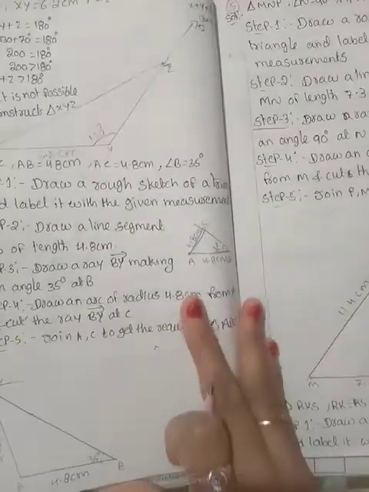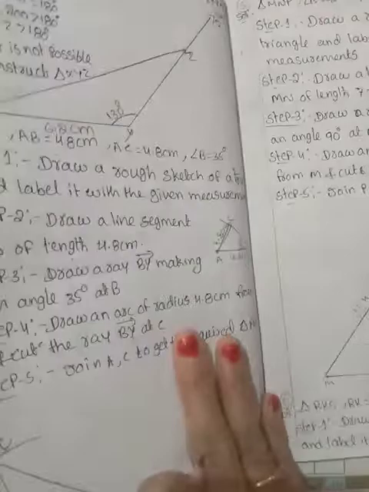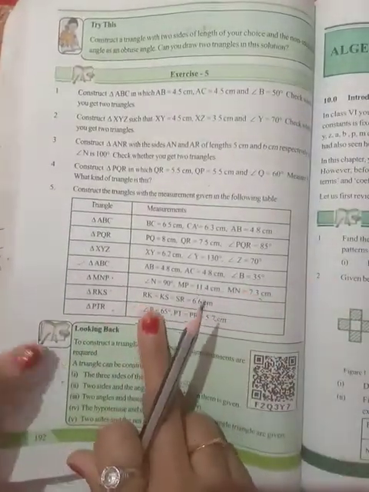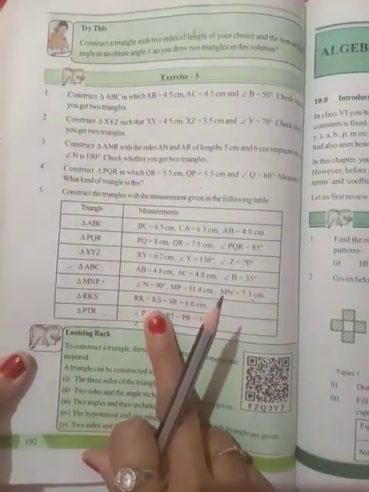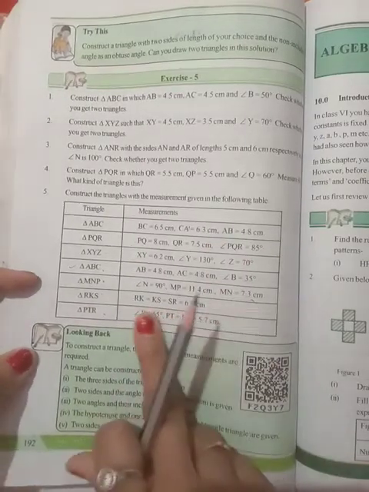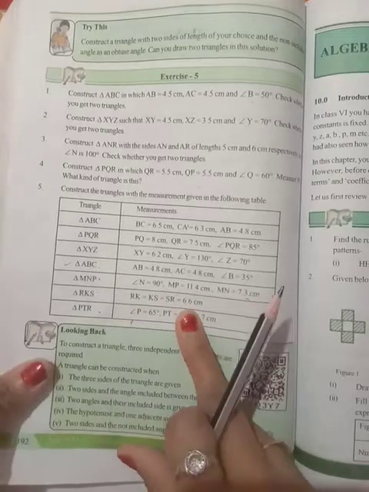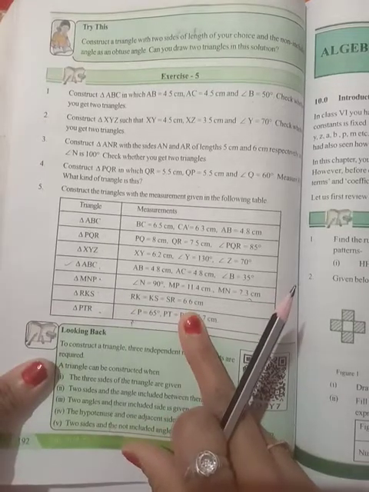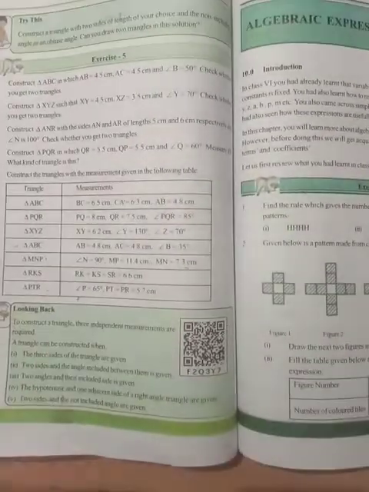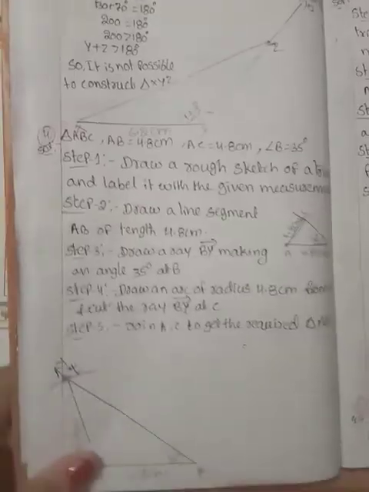Next is the 6th problem. Triangle RKS, with RK, KS and RS all three sides equal, the length being 6.6 centimeters. All three sides have the same measurement. You can very easily draw that triangle RKS.